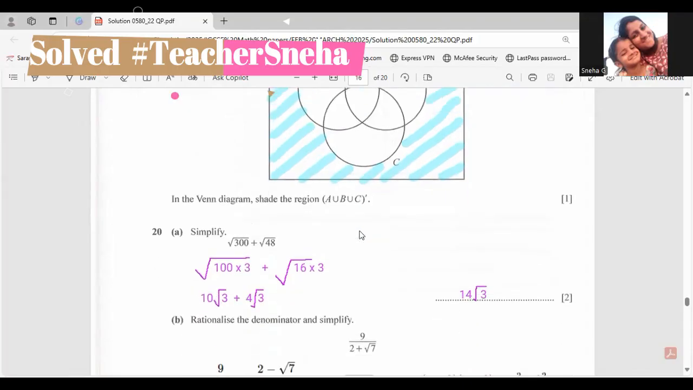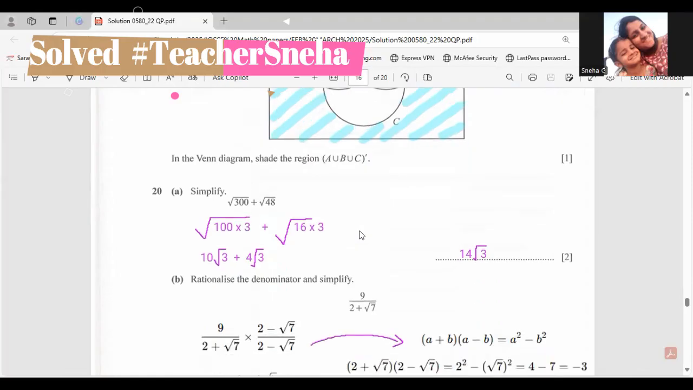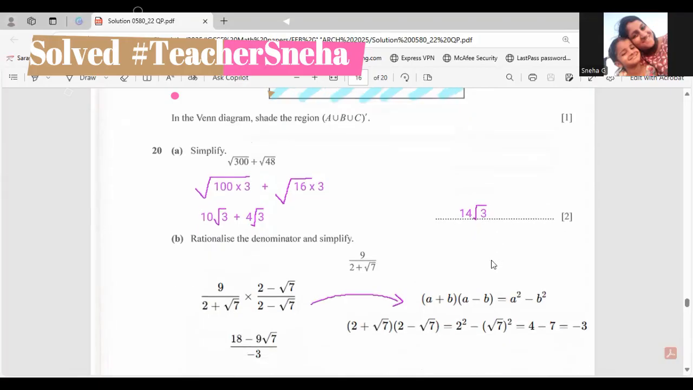Moving further to question number 20, you have to simplify the surds. So square root of 300 plus square root of 48. On factorizing, we get it as 10 square root 3 plus 4 square root 3. 48 is simplified as 16 times 3 and 300 is simplified as 100 times 3. And on simplifying further, we get the answer 14 square root 3.